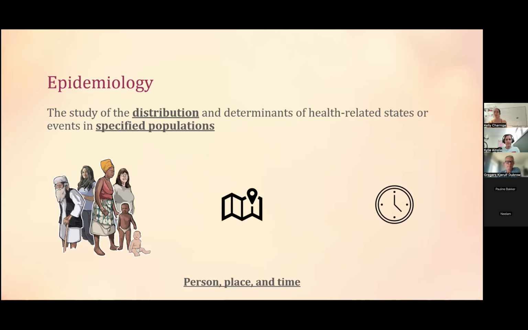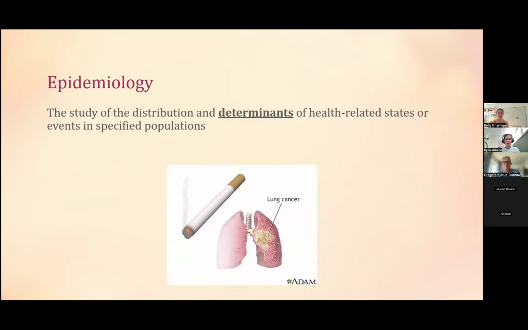By distribution and specified populations, we mean person, place, and time. We want to know who is being affected, what are their characteristics. We want to know where this is happening geographically, what spatial scale, and then when it's happening, what's the time frame? Is it the last week, the last month, the last year, last decade? We want to answer all these questions.